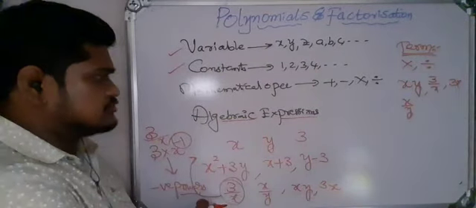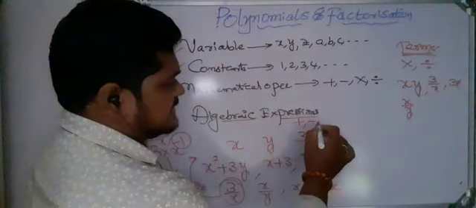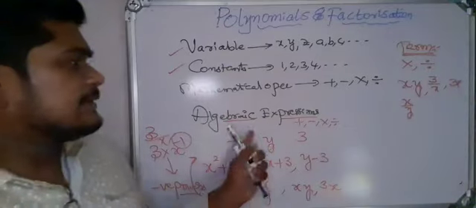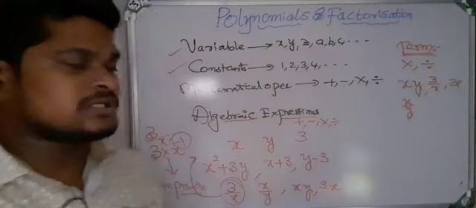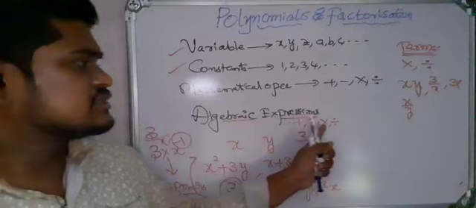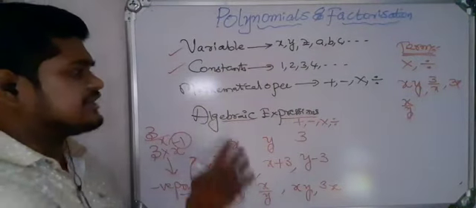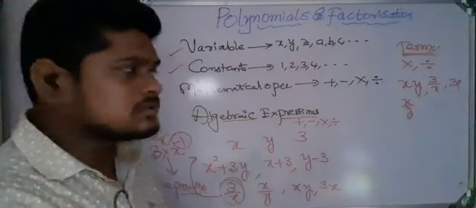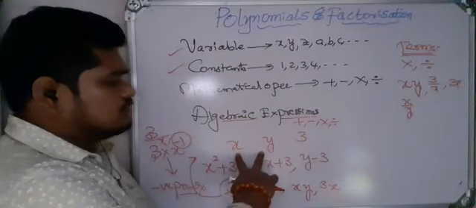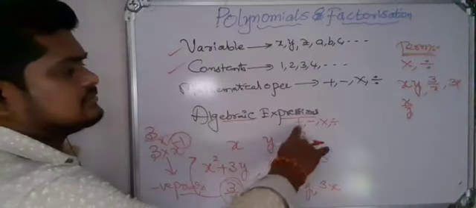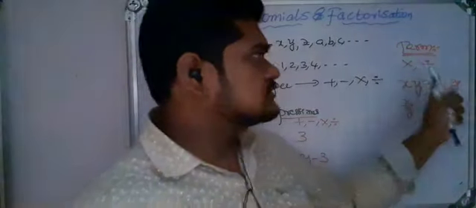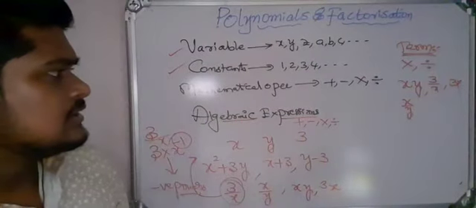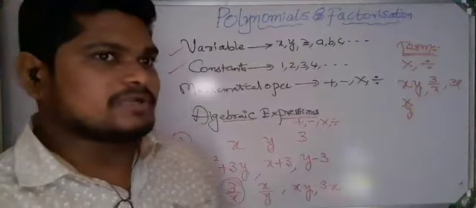Algebraic expression means we use the symbols plus, minus, into and divided by. Remember these two things. An algebraic expression contains plus, minus, into, divided by between any variables and constants. Not only variables, we can take constants also. Variables and constants connected with only the into and divided by symbols are called terms. Next we discuss polynomials.